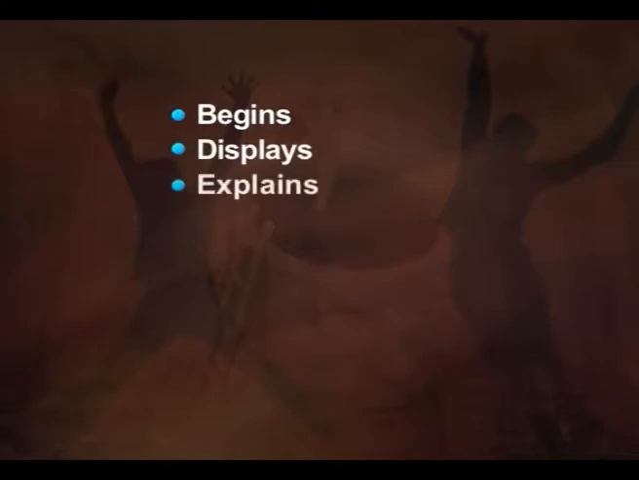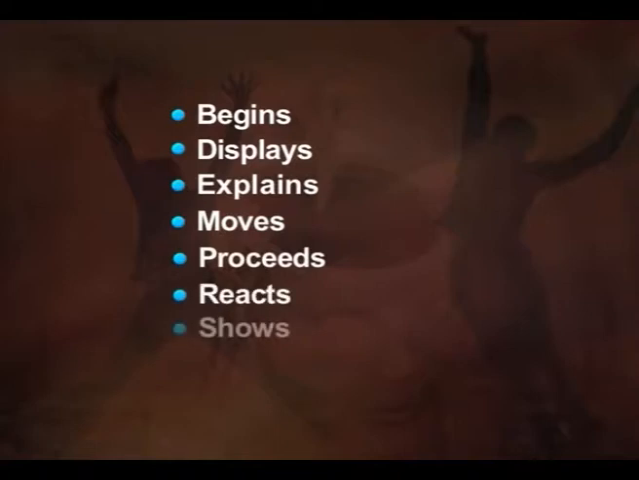For example, the learner knows and acts upon a sequence of steps in a manufacturing process, recognizes one's abilities and limitations. He shows desire and motivation to learn a new process. The learning objectives that are framed to identify this learning objective will begin with words like begins, displays, explains, moves, proceeds, reacts, shows, states and so on.